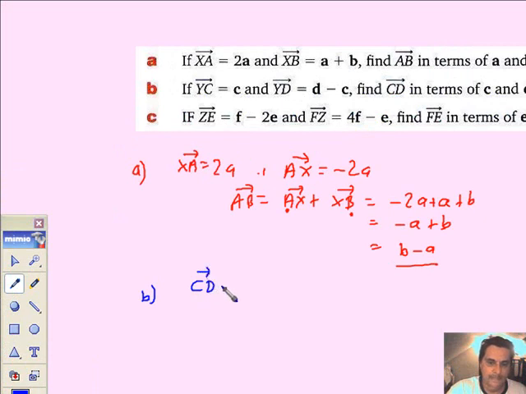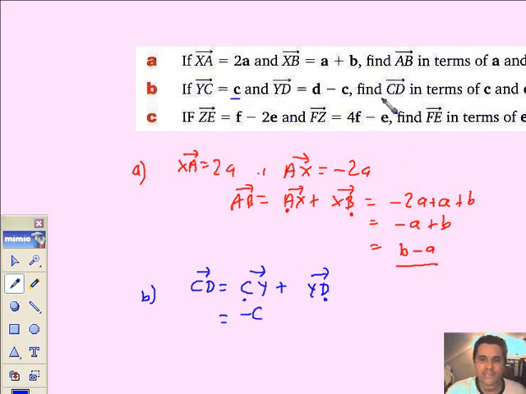So C to D must go C to Y in that direction, followed by Y to D in that direction. Look what I've done. I'm starting at C, finishing at D. So what do we got here? CY then. Well, it's going to be the reverse of YC. So that's going to be minus C, isn't it? In terms of vectors.